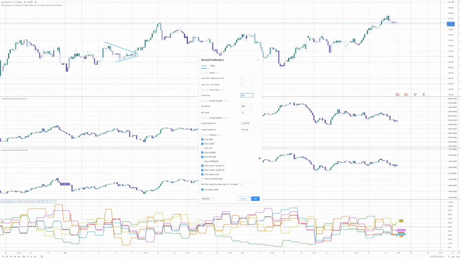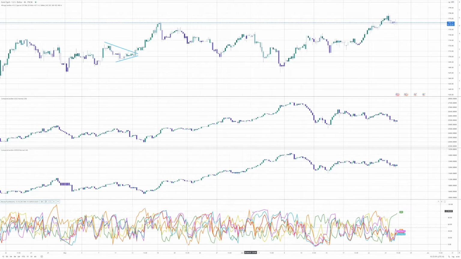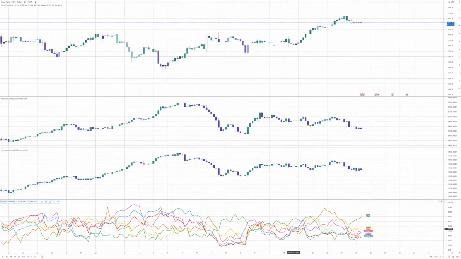So 240 minutes is 4 hours. We're going to change this to 10 and 10. The settings of 4 and 4 are good for honing in on more accurate entries, and the 10 and 10 is for a more general approach, which shows you the general direction of things. So the US dollar looks like it's doing well today. As you can see, this chart is extremely messy.